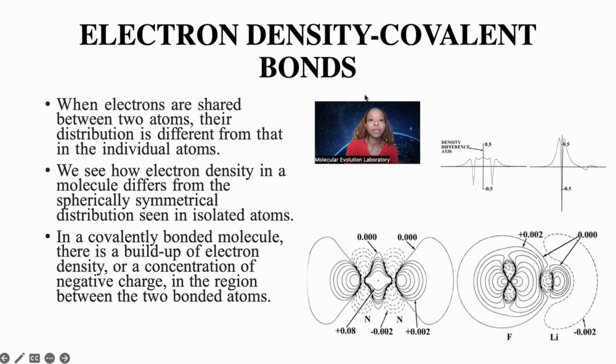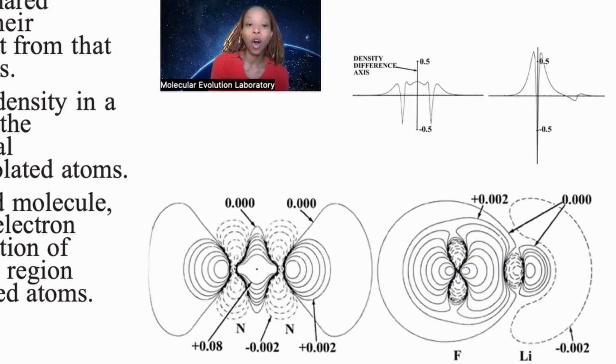When electrons are shared between two atoms, their distribution is different from that in the individual atoms. We see how electron density in a molecule differs from the spherically symmetrical distribution seen in isolated atoms. In a covalently bonded molecule, there is a buildup of electron density, or a concentration of negative charge, in the region between the two bonded atoms. So this would be the region of electron density where you find the nuclei of the covalently bonded molecule, as well as the concentration of negative charge between each.